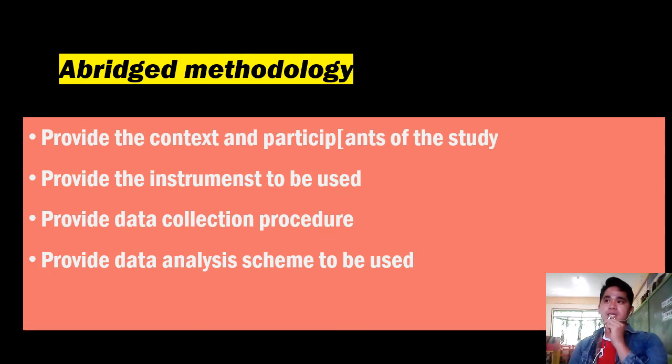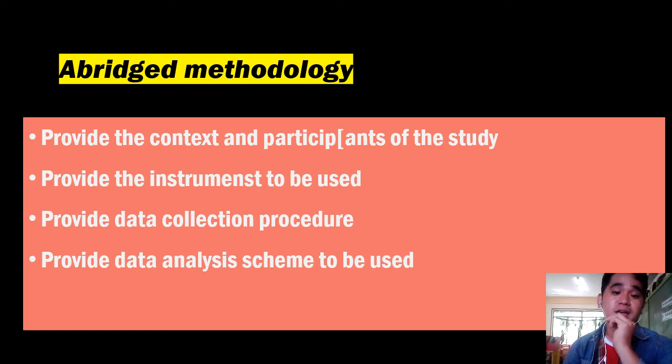Abridged methodology simply means it should provide the context and participants of the study. So you are going to put here who are the subjects of your study. Say for example, senior high school. You put senior high school, the section, and so on and so forth. Every important detail, and then you provide the instruments to be used. Okay, if it is a questionnaire or a survey form.